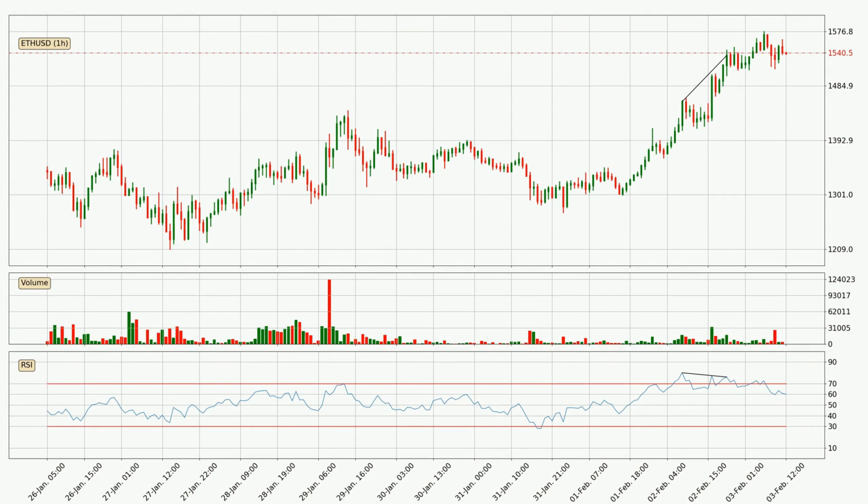Searching for divergence in the hourly time frame, there is a bearish divergence, which means the price could go down from now or at least consolidate for some time.